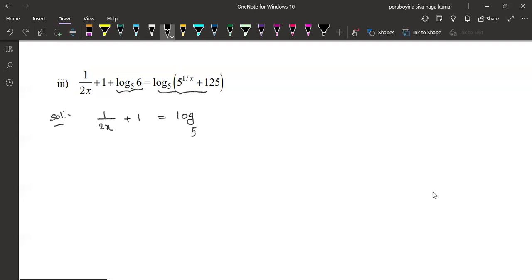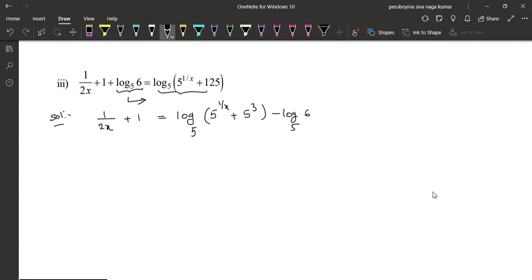So log base 5 of 5 power 1 by x plus, you can write this 125 as 5 power 3. And if we are moving this to the right side, it will be log 6 base 5. Fine.